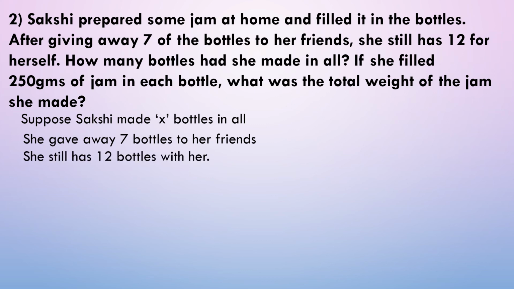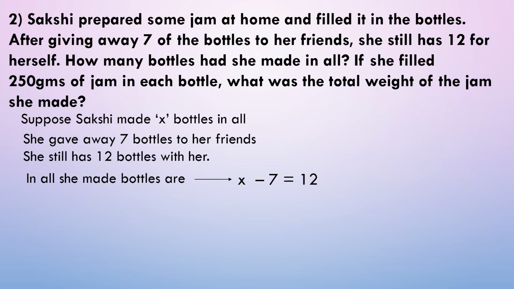Now form the equation. x bottles minus 7 bottles she gave to her friend, so subtraction you have to do. x minus 7, and 12 bottles are left with her, is equal to 12. So x minus 7 is equal to 12. Now, by using the property of equality, you have to do the sum. You have to remove this minus 7 and find the value of x.